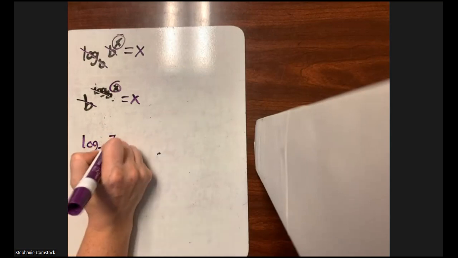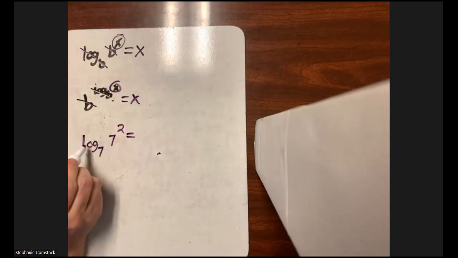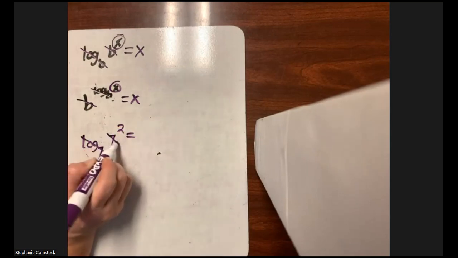Now, if we had something like log base 7 of 7 squared, we would have log base 7 of 7 then equals 2. They cancel each other out when that processes, okay? We don't use that a whole lot right now. We do use it a little more often when we're trying to solve things, so we'll see that a little bit later on.